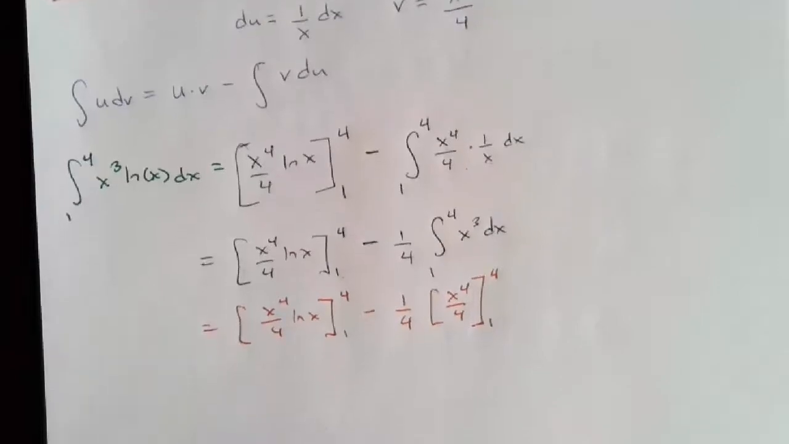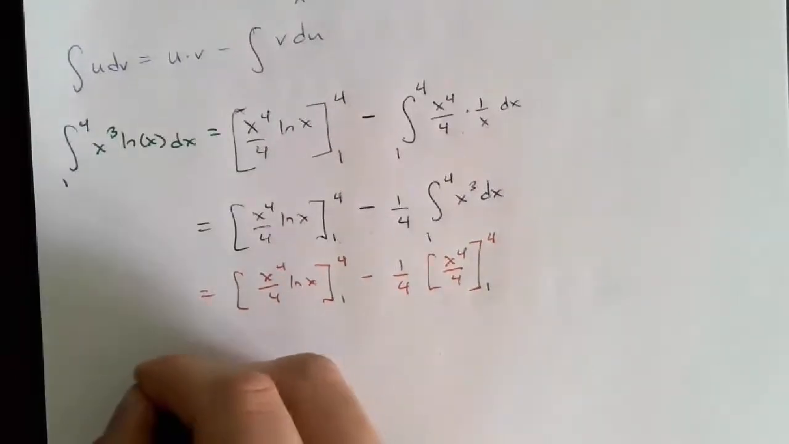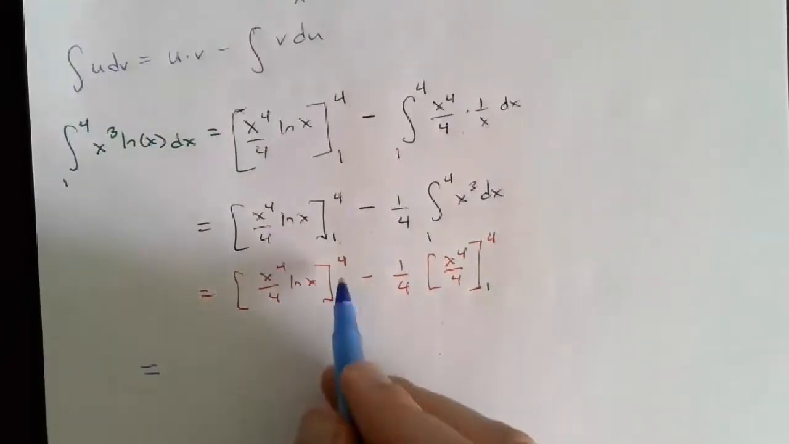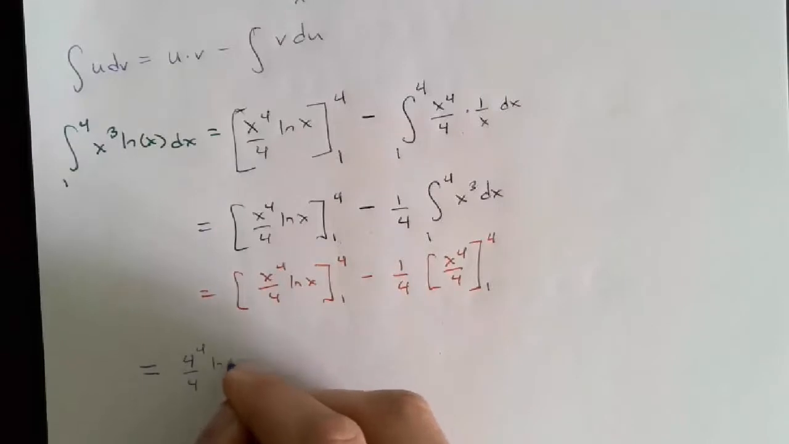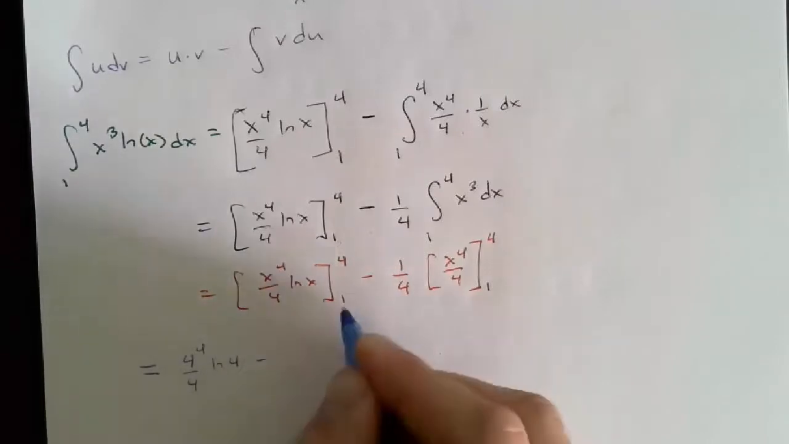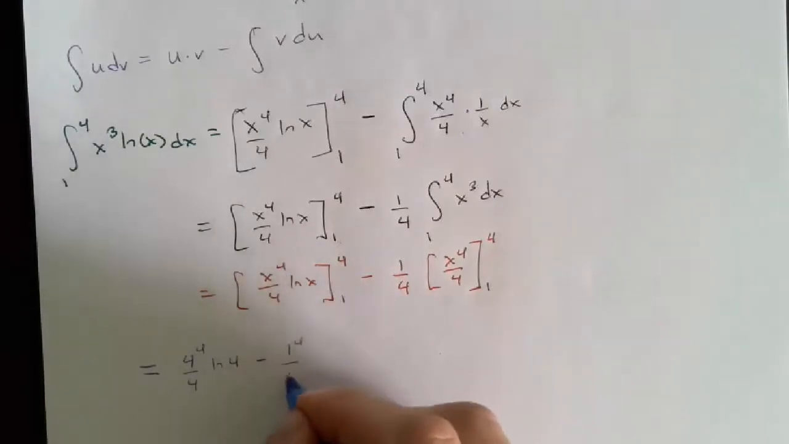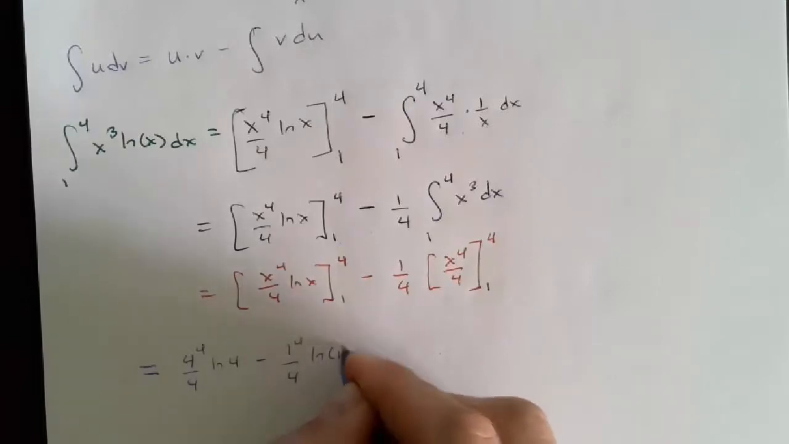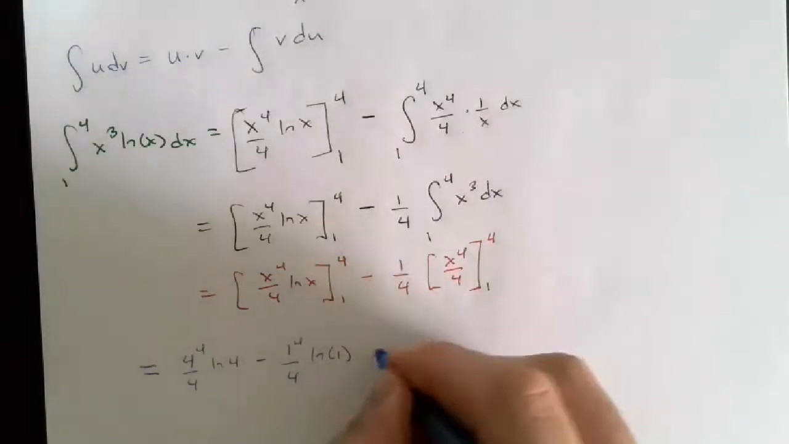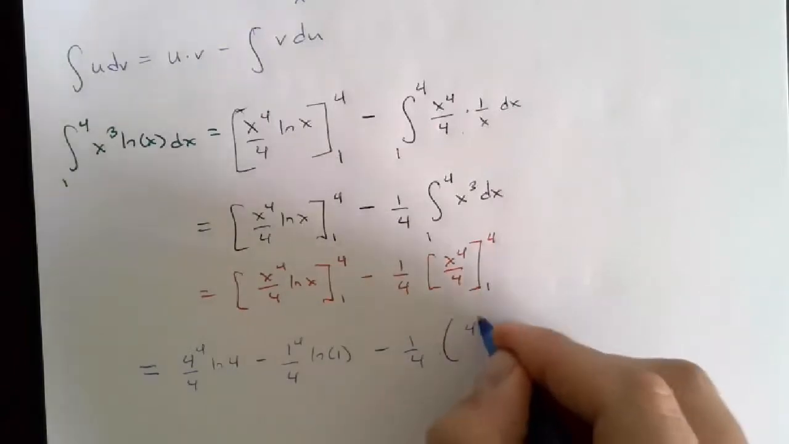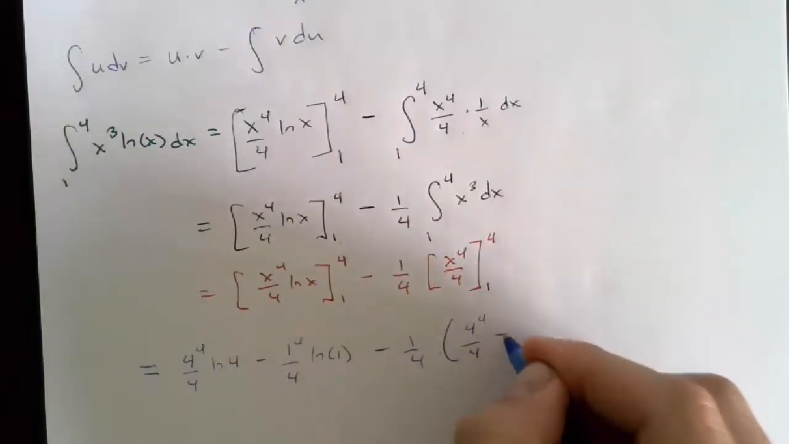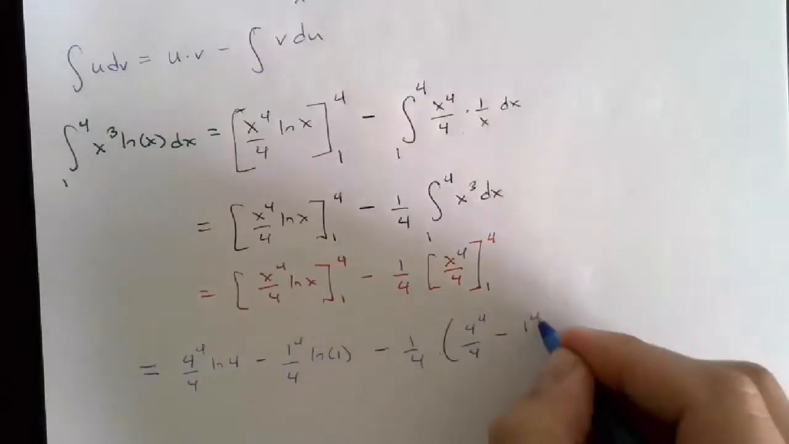Now we're ready to substitute in for each of these. In this first one, I will substitute in 4 first, the upper limit. So we do 4 to the fourth over 4 times the natural log of 4, minus, we're going to sub in 1, so we'd have 1 to the fourth over 4 times natural log of 1. Minus here, I have 1/4 on the outside of this. I'm going to substitute in 4 first, so I have 4 to the fourth over 4, minus substituting in 1 to the fourth over 4.